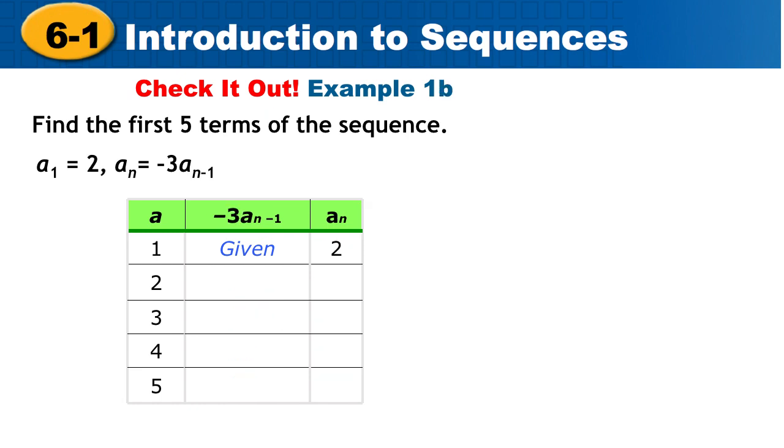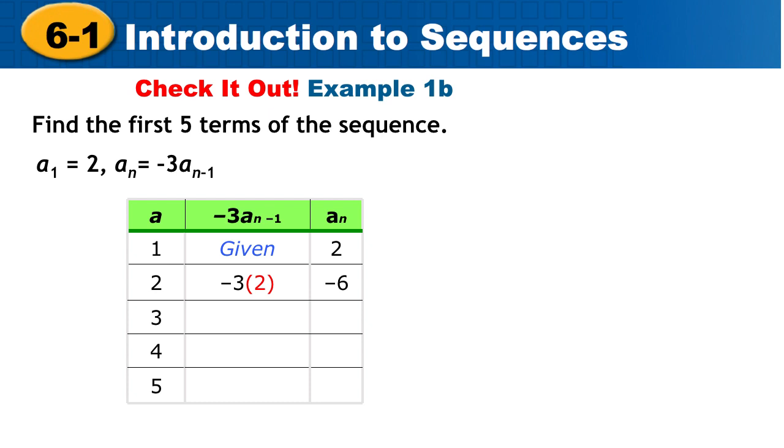So this is a similar question. The formula is given, first term is given. So in order to find second term, let's plug 2 back into the formula. So it is negative 3 times a sub 2 minus 1, which is a sub 1. That's given as 2. So negative 3 times 2, which is negative 6.